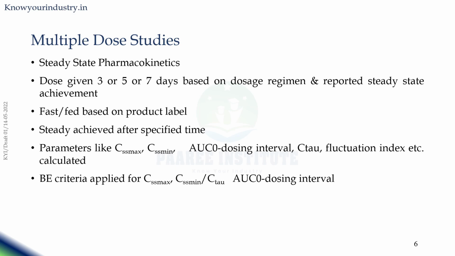Then finally, the bioequivalence criteria are applied for the Css maximum concentration, minimum concentration or C tau, and AUC 0 to dosing interval, 0 to tau. Depending on the regulatory submission, either it is US FDA or Europe, based on the recommendations by the guidances, we will apply the bioequivalence criteria.